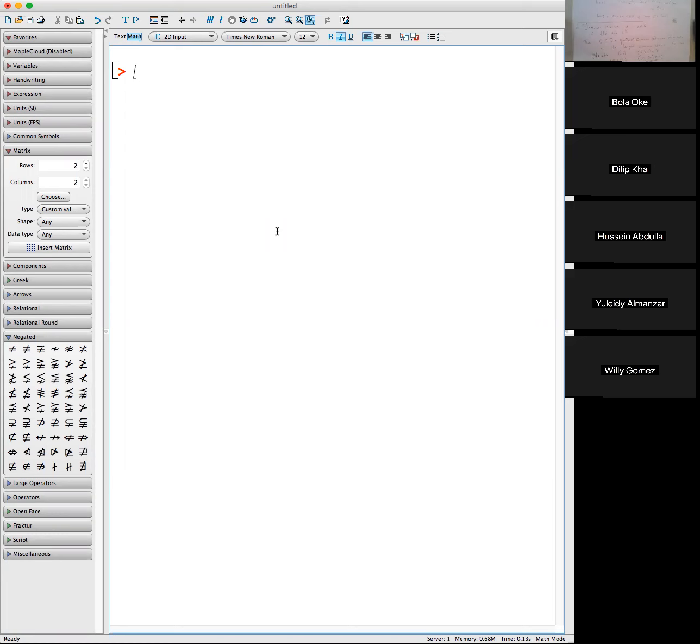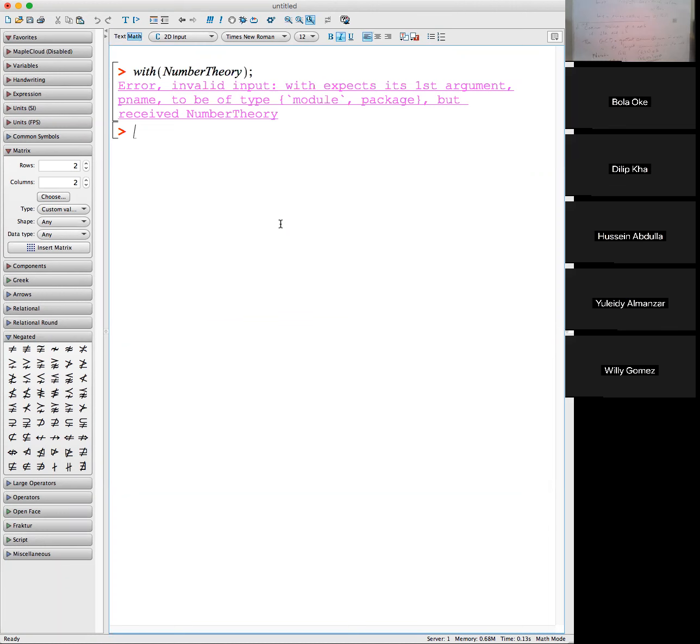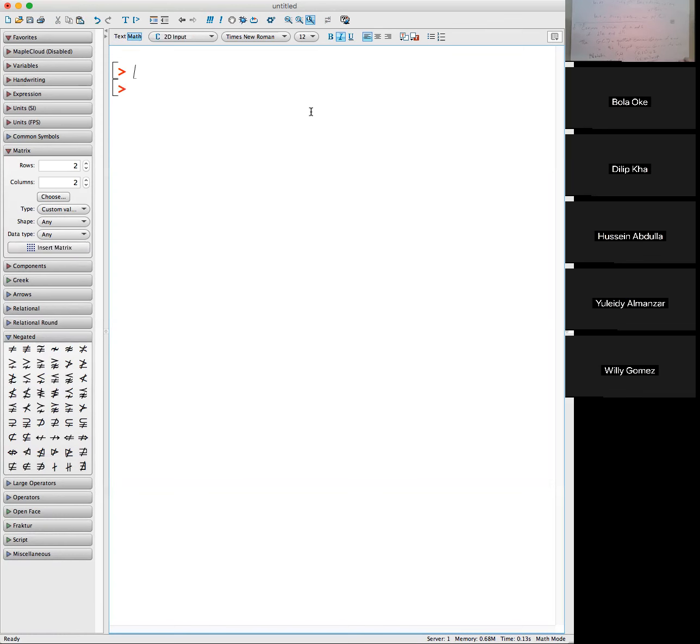So there is a package of commands in Maple called number theory. I don't need to use most of them, but just to see what they are, you type with number theory. Oh, this is an old version of Maple. But I don't think we need this. So suppose I have two numbers.